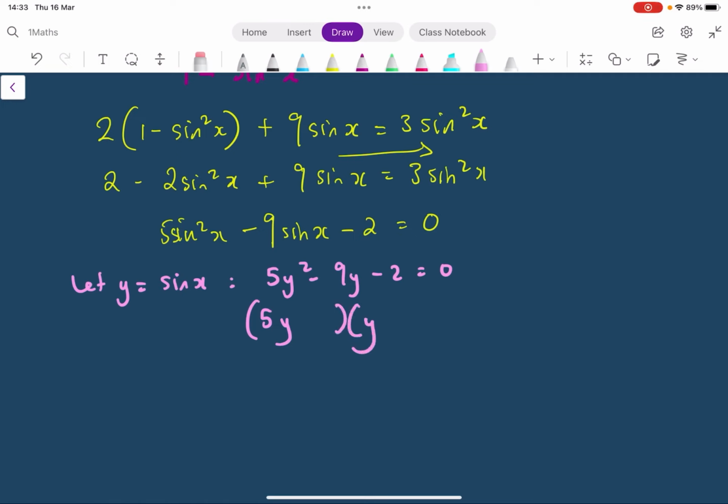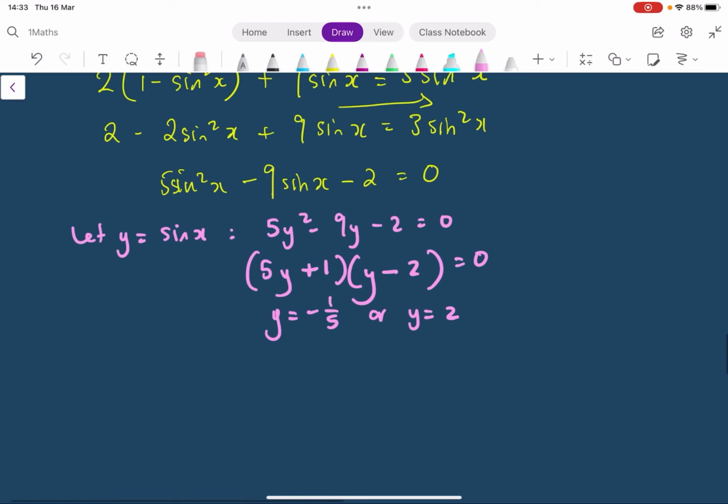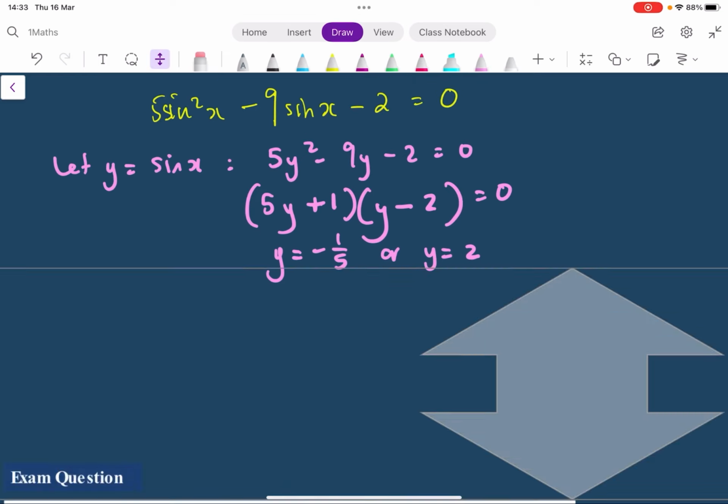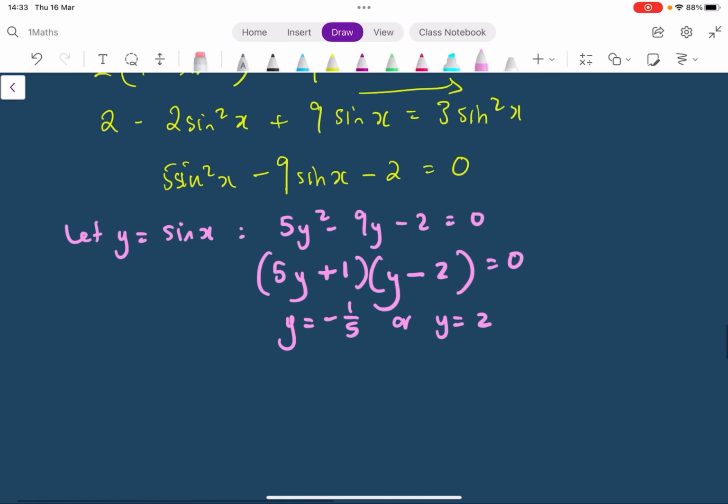Pause the video each time if you need to, so you can have a go at this yourself. It's really good because I'm going through it quite fast at the moment. Okay, so that's got to be minus 2 to give me minus 10, plus 1 to give me my minus 9 as the middle term. So that means y is equal to -1/5, or y is equal to 2. And then I must remember that I need to unsub. I need to go and change it back to sine x. So this means that sine x equals -1/5, or sine x equals 2.